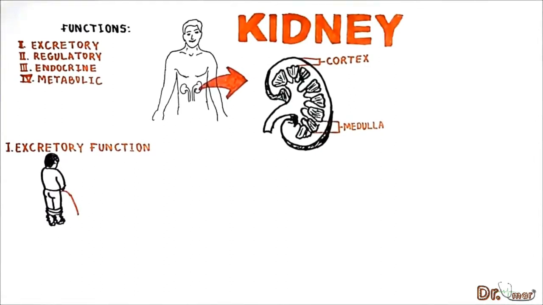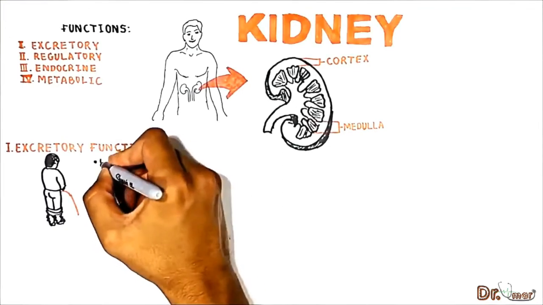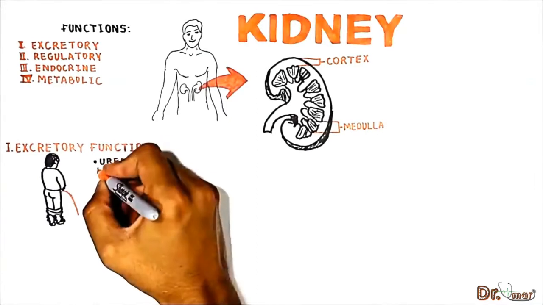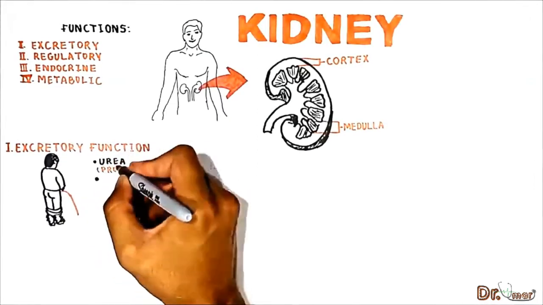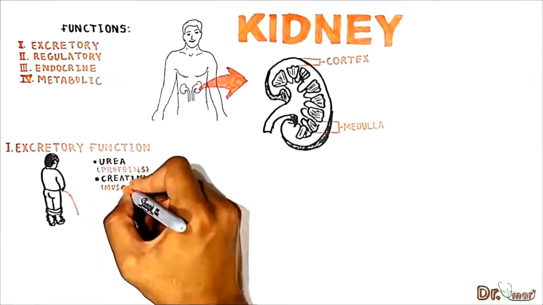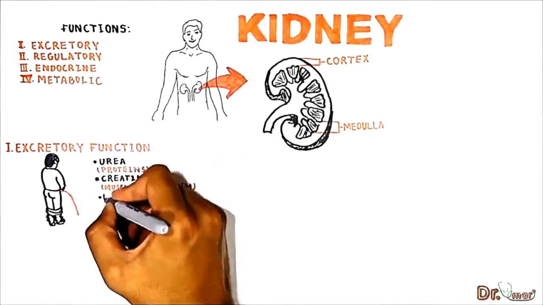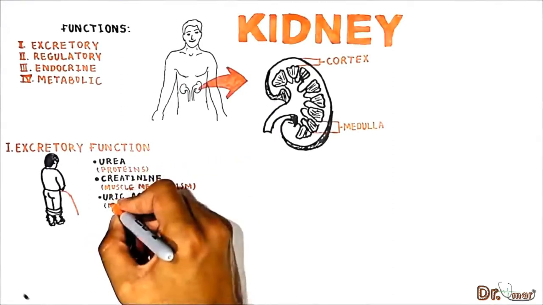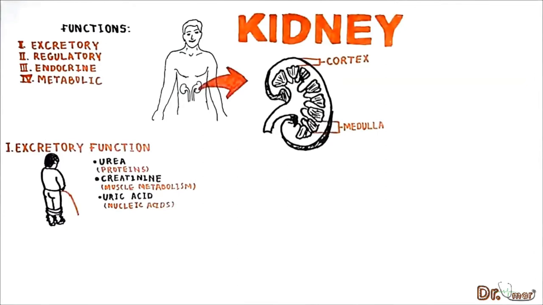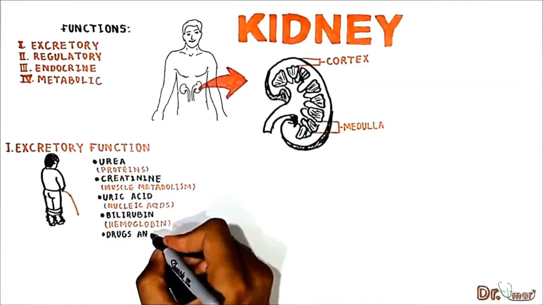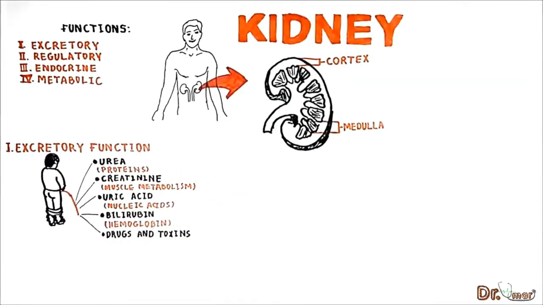Excretory function involves excretion or removing of metabolic waste products eliminated in urine, like urea, which is the waste from protein metabolism, creatinine from muscle metabolism, uric acid from the breakdown of nucleic acids, bilirubin from the breakdown of hemoglobin, and some foreign substances such as drugs and toxins.